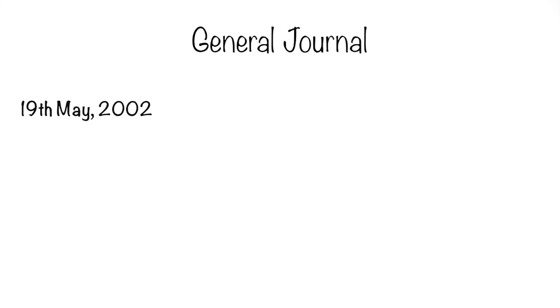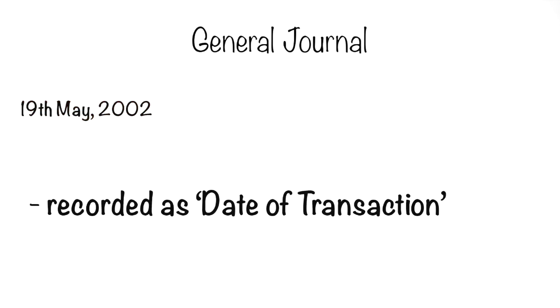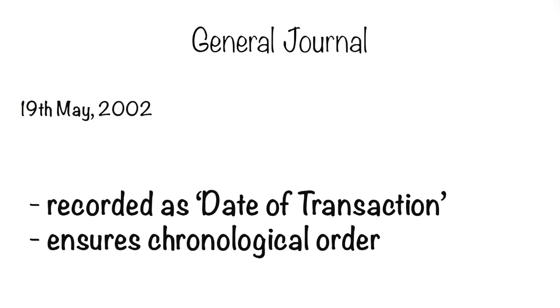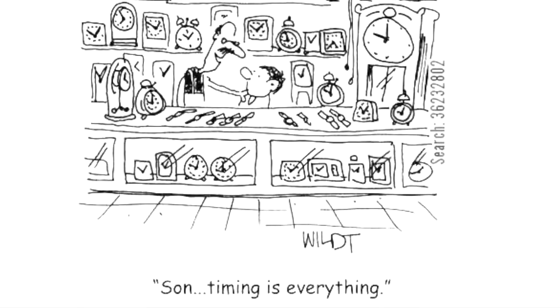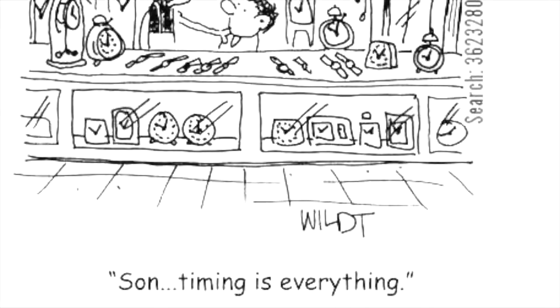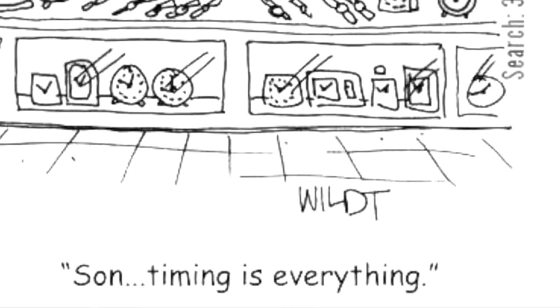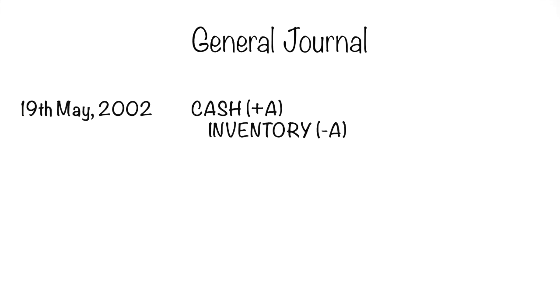Here on the left-hand column, we have the date, which you purchased the item, recorded as the date of transaction. This date is essential in determining the chronological order of sales. Further, when examining their journal, businesses can assess whether transactions were recorded correctly and adjust entries accordingly. To the right of this date, we have the accounts affected by this transaction.